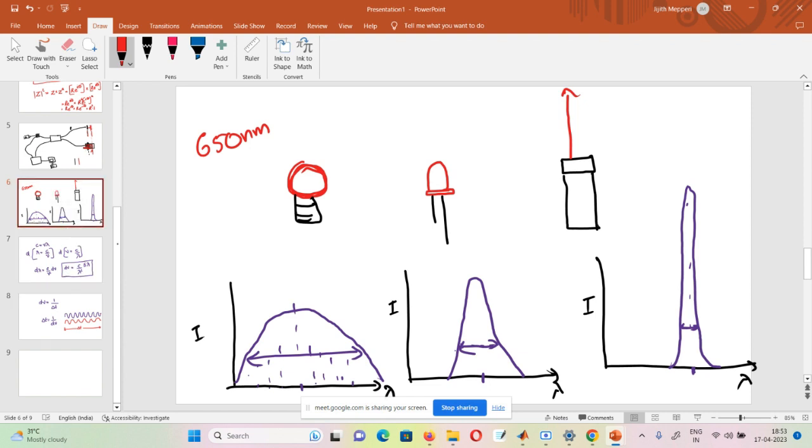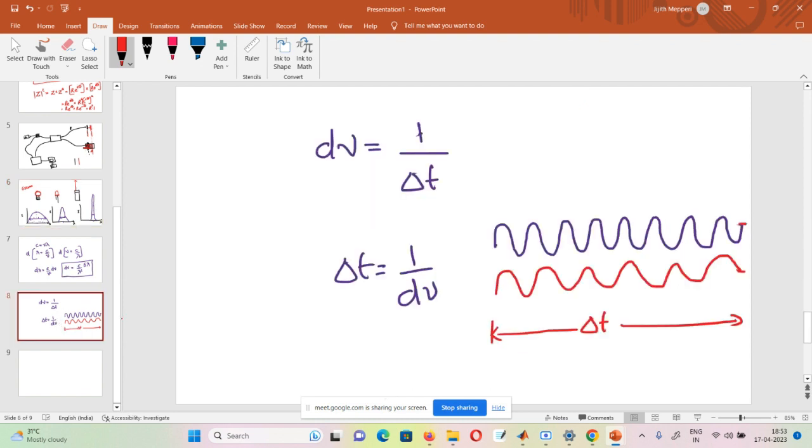Okay. Now this is the relation for the coherence time. Now multiply the coherence time with the velocity of light, c delta t. That gives the coherence length. So this is the length the light can travel through air without losing its coherence.